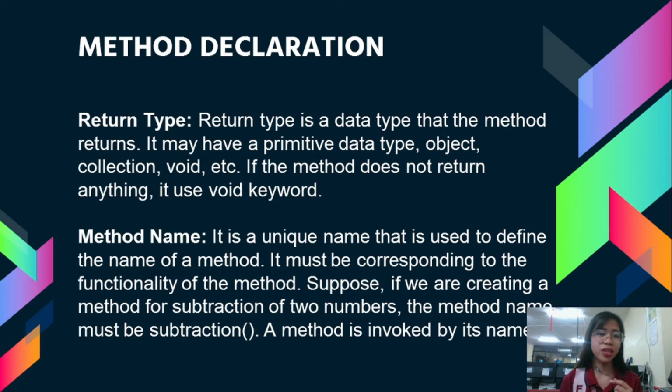And then we have method name. So, it is a unique name that is used to define the name of a method. So, it must be corresponding to the functionality of the method. If you are supposed to create a method for subtraction of two numbers, the method name must be subtraction. Pero again, it's up to you kung ano yung gusto mong ipangalan sa gagawin mong method.